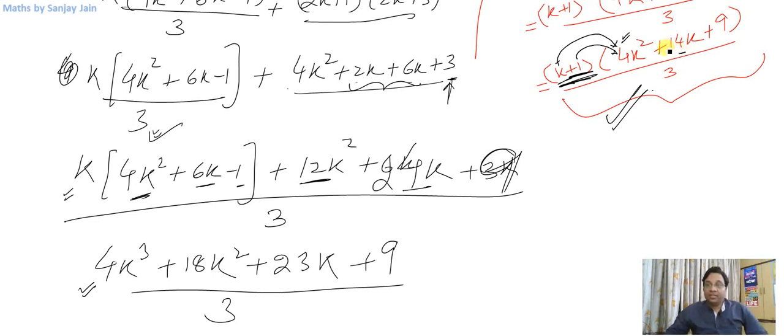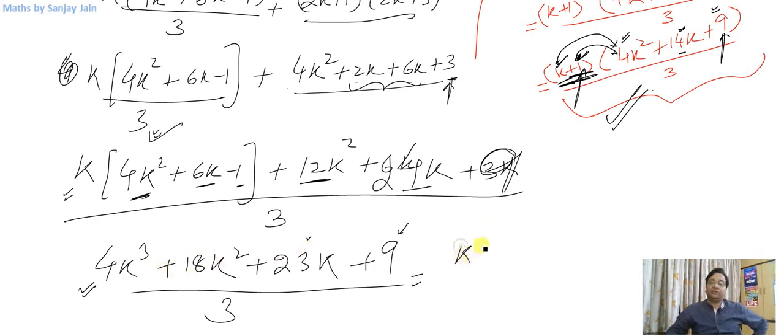And what about the k terms? When I multiply this k with this 14k, I'll get 14k. When I multiply this k with this 9, I'll get 9k. So 14k plus 9k will give me 23k, and the constant term from this bracket, that is 1, and the constant term from this bracket will multiply to give me 9 here. So of course I have reached what I wanted, but I wanted to factorize this.